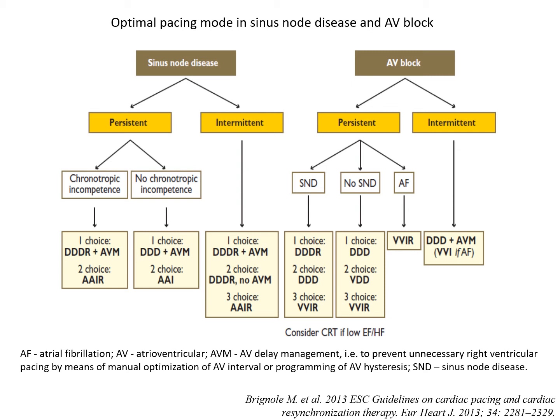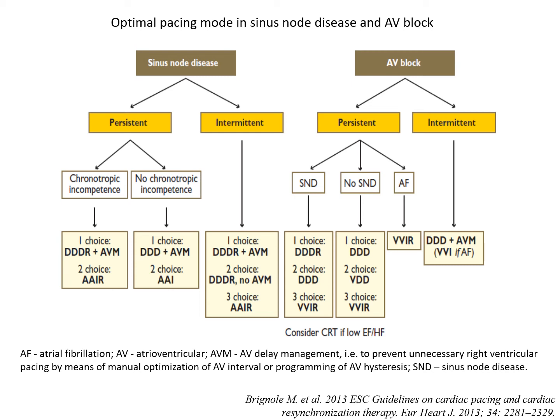Both in patients with sinus node disease as well as in the group of patients with atrioventricular block, these pacemakers are the first choice. The main exceptions are VVIR pacemakers, which should be implanted in patients with atrioventricular conduction disorders with concomitant permanent atrial fibrillation.